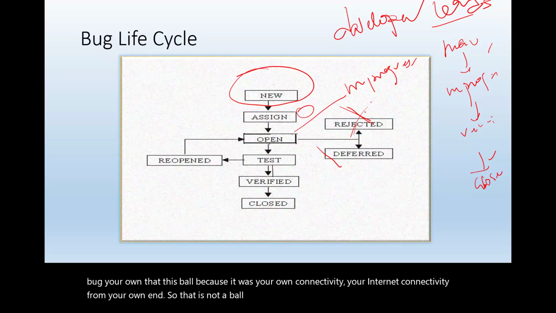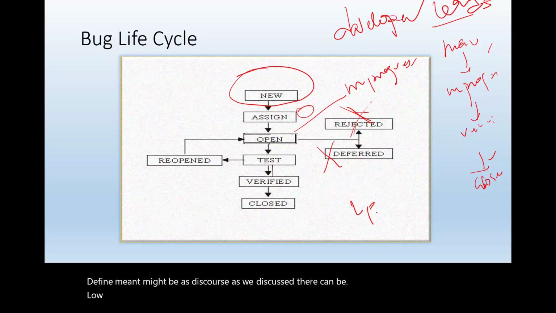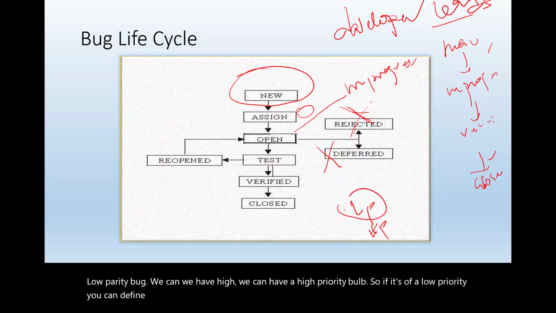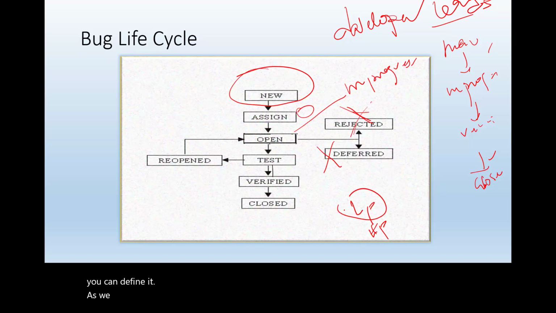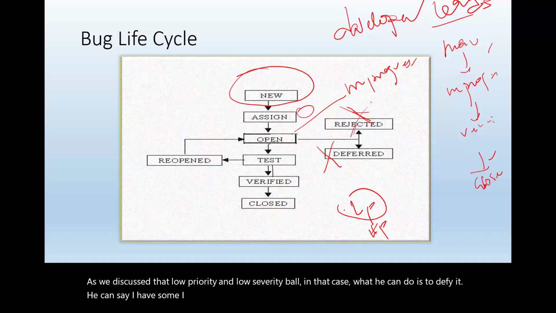So it can either be rejected, or it might be deferred. Deferral might be, as we discussed, there can be a low priority bug and a high priority bug. So if it's of low priority, you can defer it. As we discussed, a low priority and low severity bug. In that case, what he can do is defer it. He can say, ma'am, I have so many tasks to do right now. Let's leave it for now. I will take it after some time. So you can defer it.